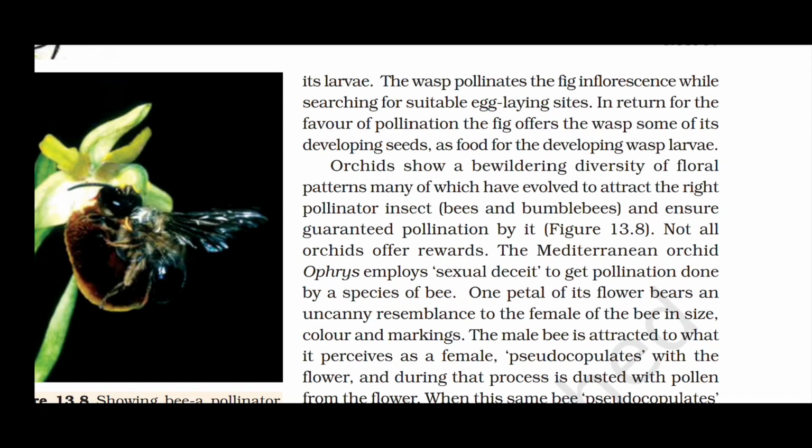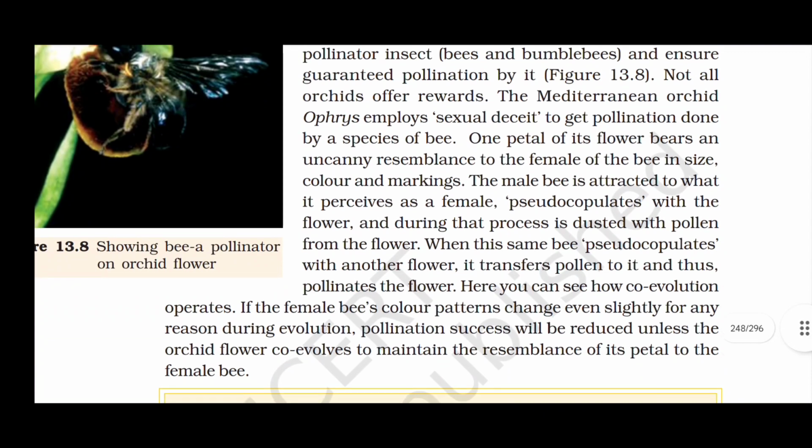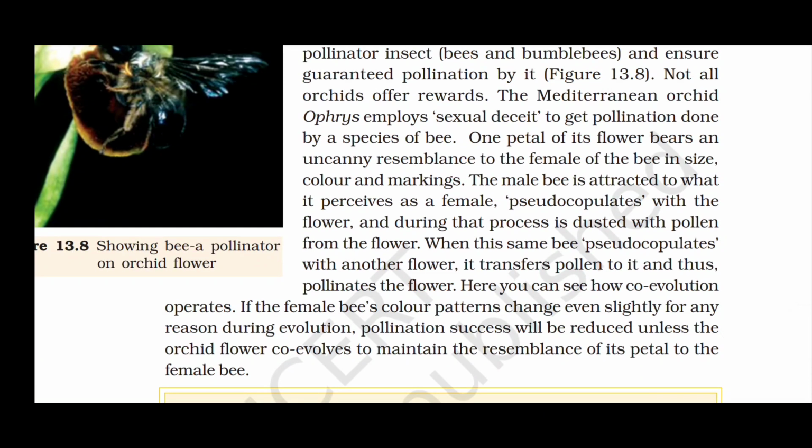One petal of its flower bears an uncanny resemblance to the female of the bee in size, color, and markings. The male bee is attracted to what it perceives as a female, pseudocopulates with the flower, and during that process is dusted with pollen from the flower. When the same bee pseudocopulates with another flower, it transfers pollen to it and thus pollinates the flower.